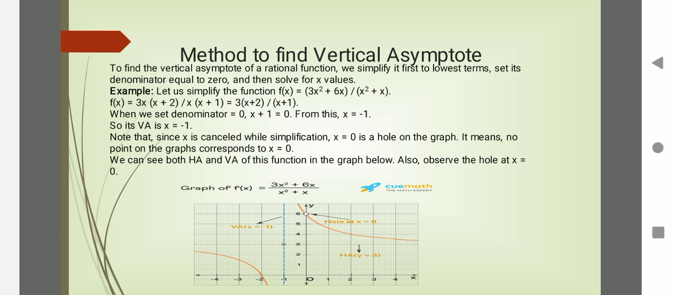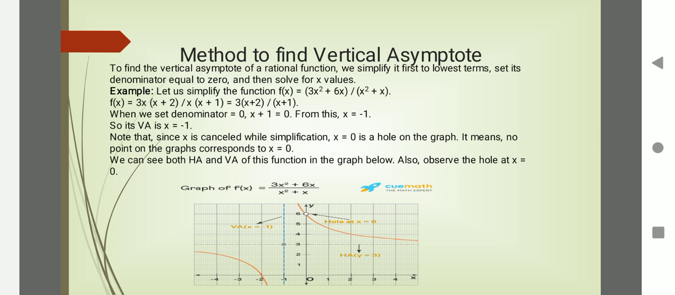What is common, or where factorization is possible, we can do. So the lowest term we will find, then the denominator is put equal to 0, and we will find the value of x. That value of x will be the vertical asymptote.